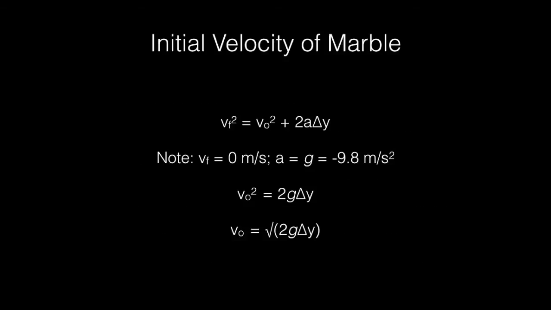To mathematically find the initial velocity of the marble, students should use the third kinematics equation. Students should note that the final velocity of the marble is 0 meters per second, and the acceleration of the marble in the y direction is the magnitude of gravity, or negative 9.8 meters per second squared. This mathematical analysis should be seen in the proof section of their lab report.